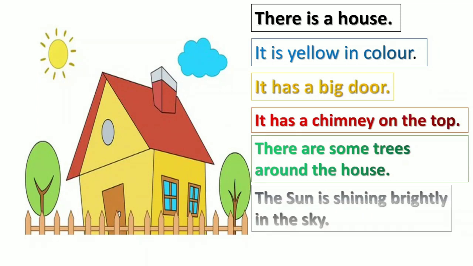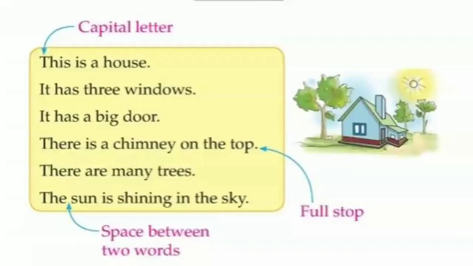So children, I want to tell you that whenever you write a picture composition, start the letter with a capital. Whenever you start a sentence, start with a capital letter. And whenever you end the sentence, you have to put a full stop. And don't forget to put space between two words. So children, you can see that we have described these pictures very nicely.